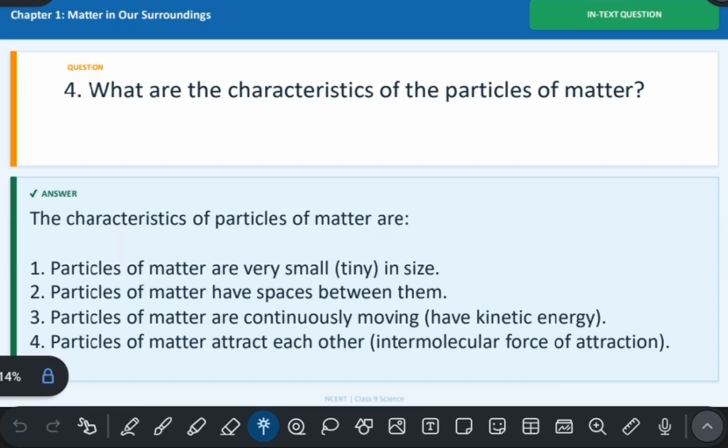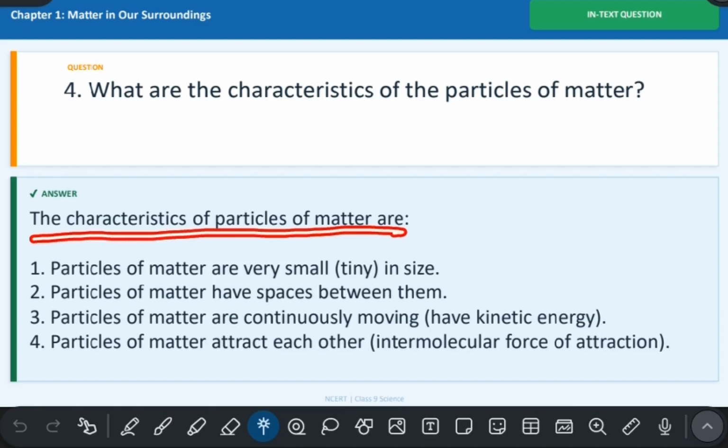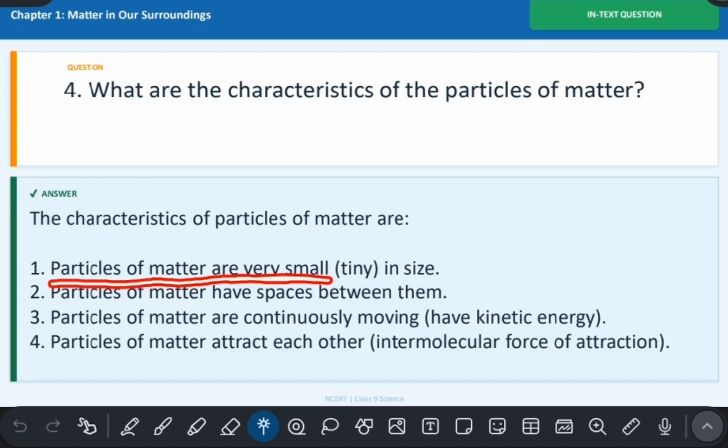Now fourth question. What are the characteristics of particles of matter? The characteristics of particles of matter are: first, particles of matter are very small in size. Second, particles of matter have spaces between them. Third, particles of matter are continuously moving, meaning they have kinetic energy. Fourth, particles of matter attract each other, having intermolecular force of attraction.